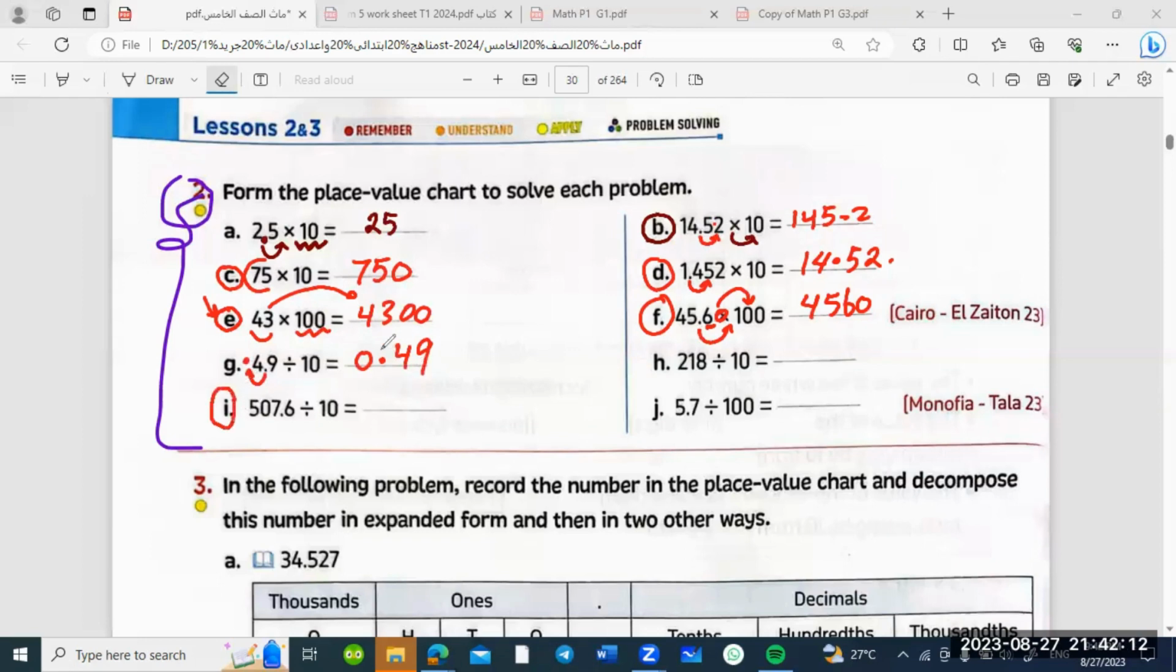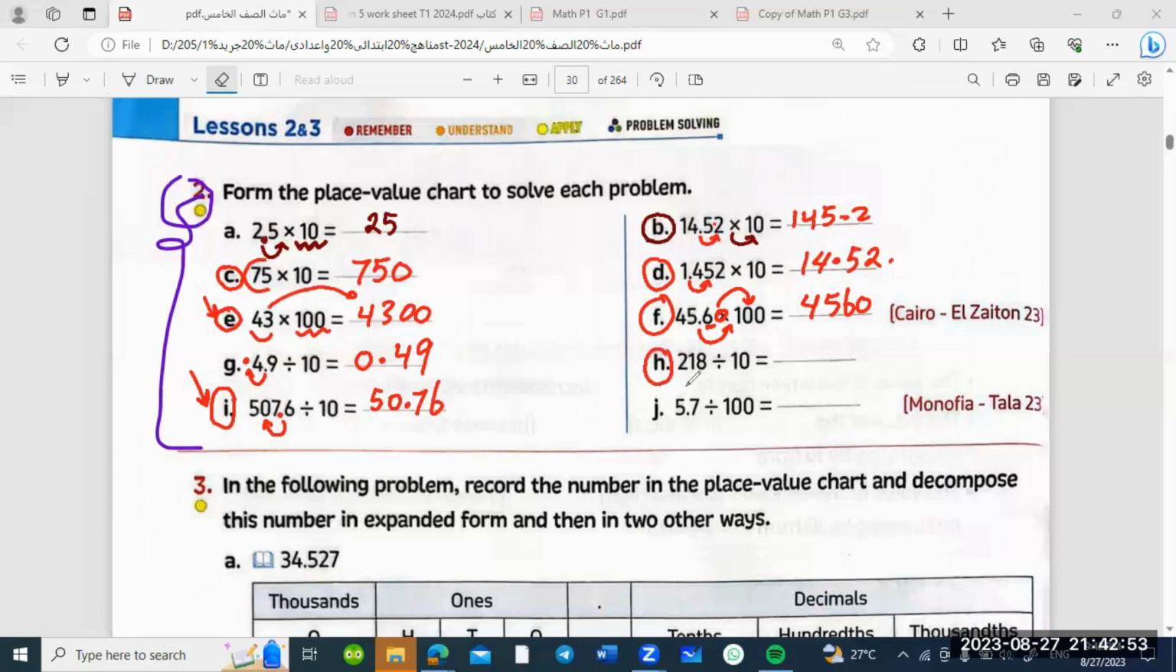Look at I. 218 divided by 10. I, Jana, I said I. 507.6 divided by 10 equals? Move the decimal point 1 step back. 1 step. So the decimal point will be here in the middle. 50.76. Okay, look at H.